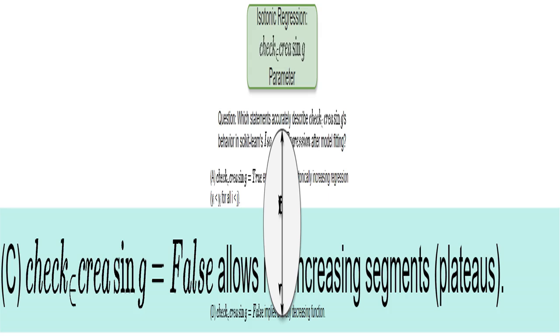I'm clarifying statement A. If _check_increasing is true, the fitted function will be non-decreasing, meaning it can have plateaus, but not necessarily strictly monotonically increasing. The key difference is between non-decreasing and strictly increasing. A strictly increasing function always goes up. A non-decreasing function can also stay flat.